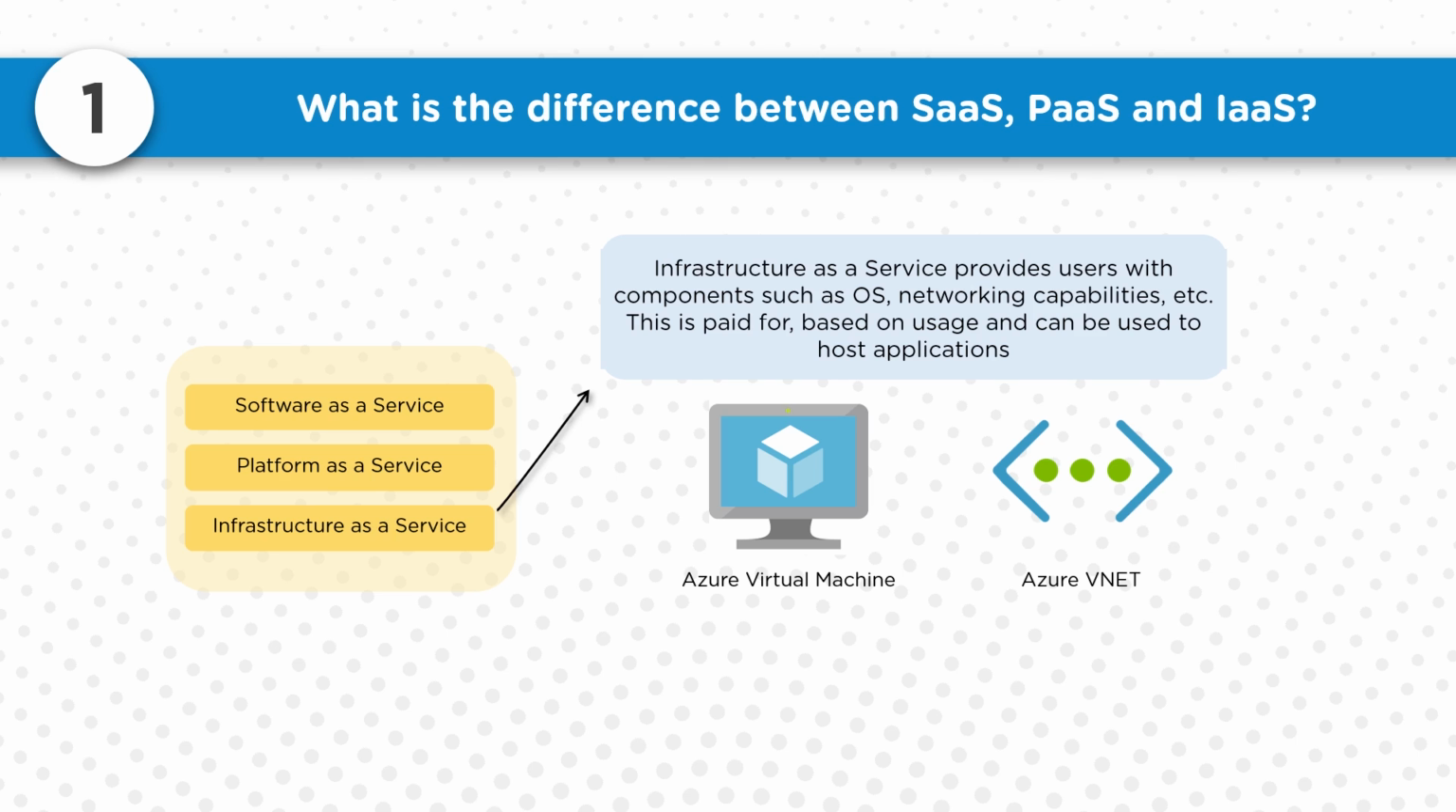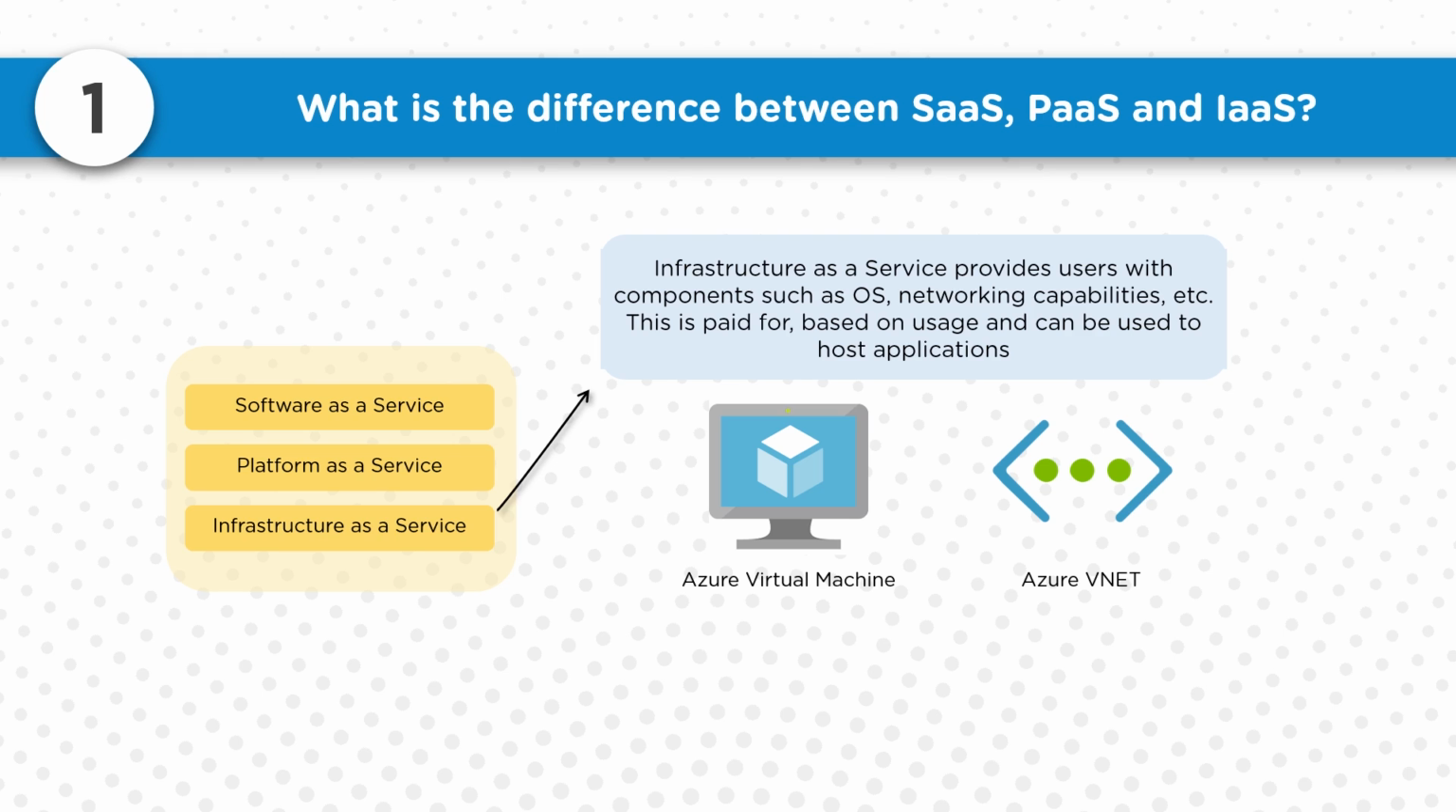In this case, it's going to be more scalable. So IaaS is very similar to what you would do in your on-premises physical data center. But when we talk about IaaS, we get to do everything, but it's in the cloud. So if we need to build a definition around IaaS, infrastructure as a service provides users with components. It does not give us a built environment. It simply provides components such as operating system, networking capabilities, and a lot more. Now, this is paid for based on the usage and can be used to host applications.